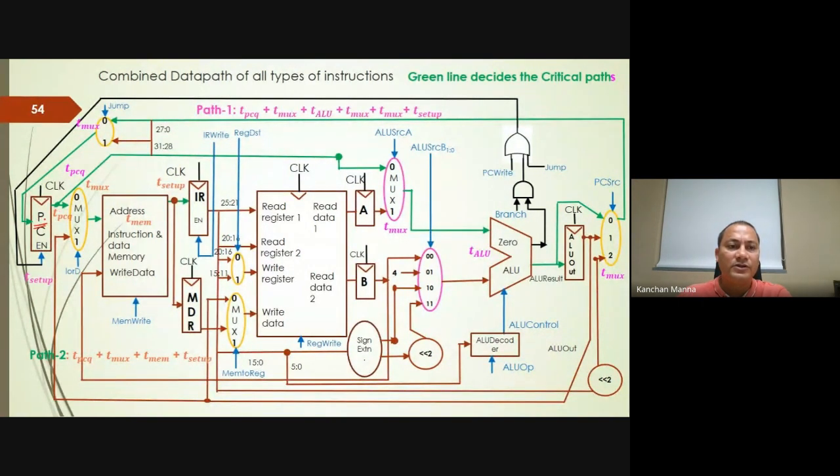Because PC's content would come via this to the address of this memory, and then that value would be stored in the IR. This is for fetch time. Now for LW, we'll read the value from the memory for LW cases, and then we'll load that value in the MDR. So you see, this is the source, and this is the destination.